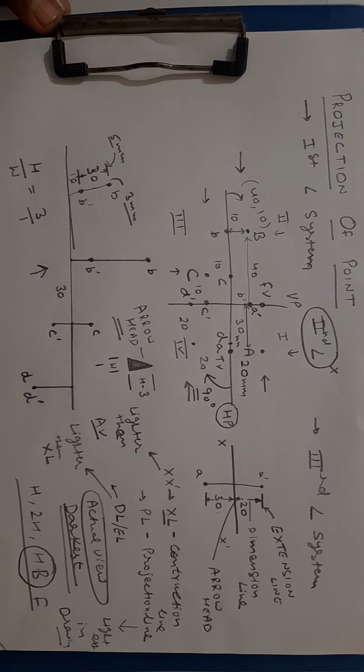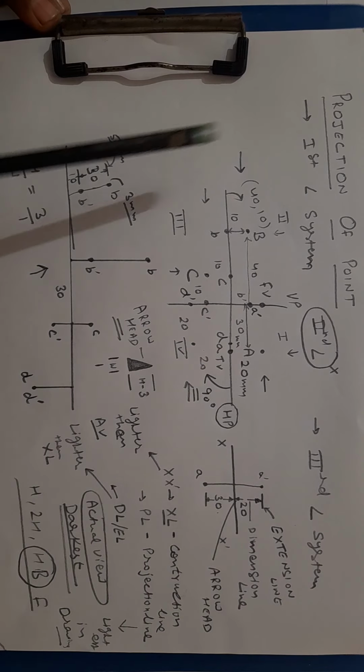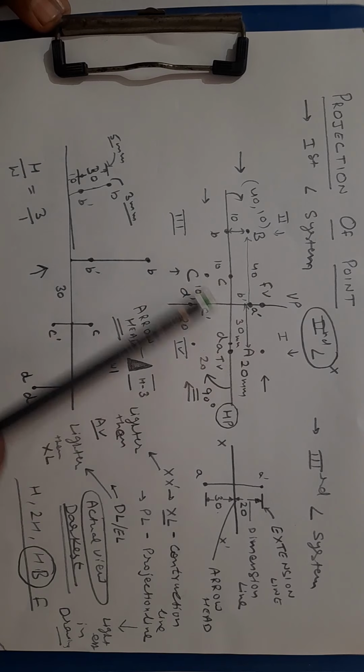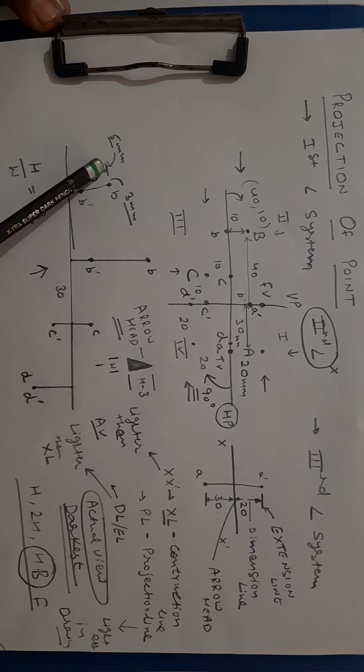In this lecture, we basically discussed what is projection of a point, and all the 4 quadrants we discussed. Arrowhead, we discussed the extension line, dimension line, construction line, projection line. All things we discussed.